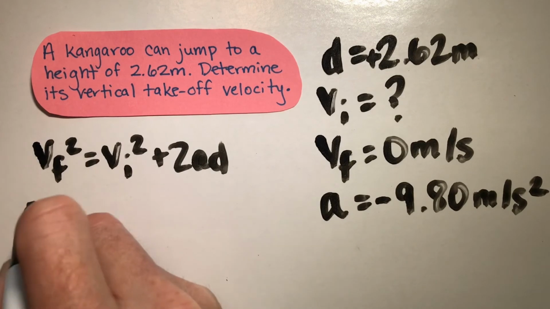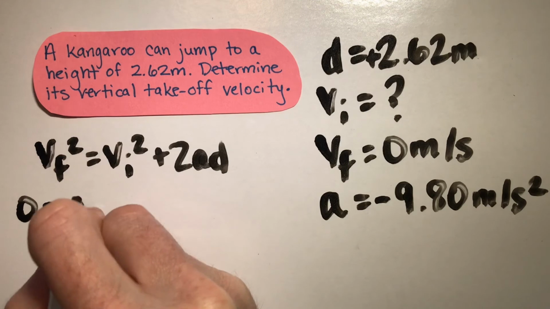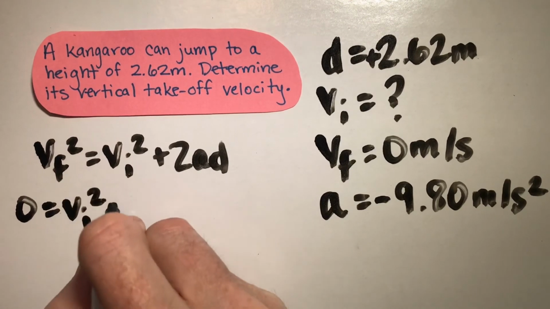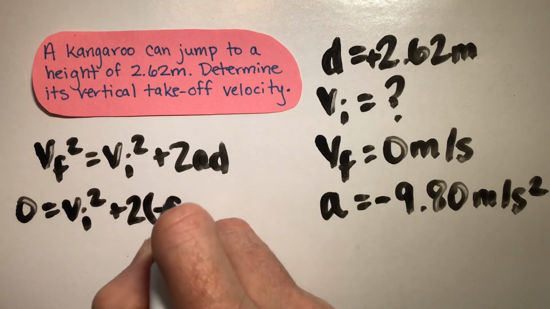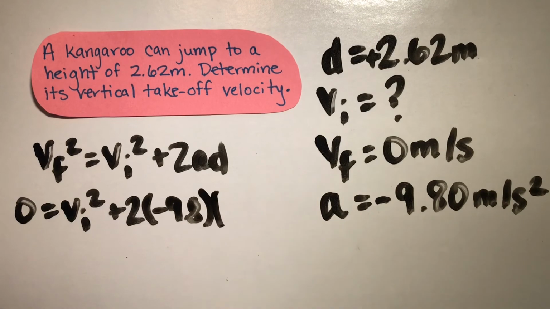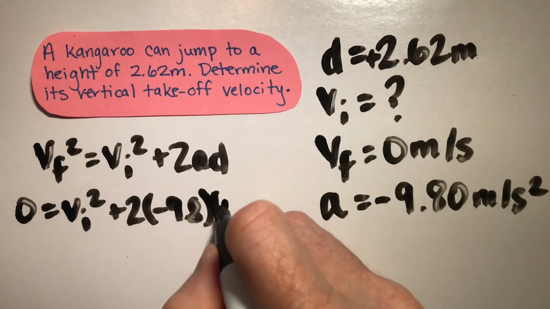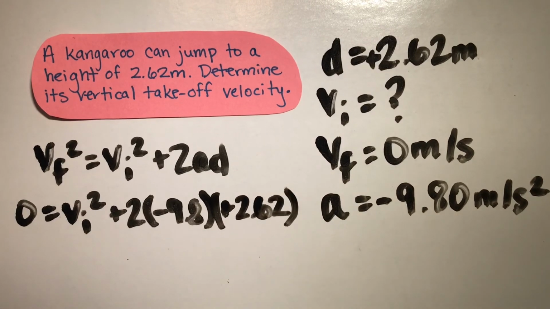So let's plug in what we know. We could start off with our final velocity, which is 0. And of course, that's going to be equal to our initial velocity squared, which is what we want to find, plus 2 times our acceleration, which is minus 9.80, times our displacement, plus 2.62. Don't forget the plus and minus signs, as these are going to be hugely important later on. Well, now it's time to simplify.